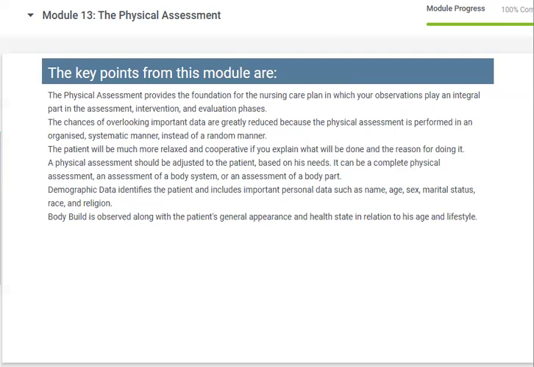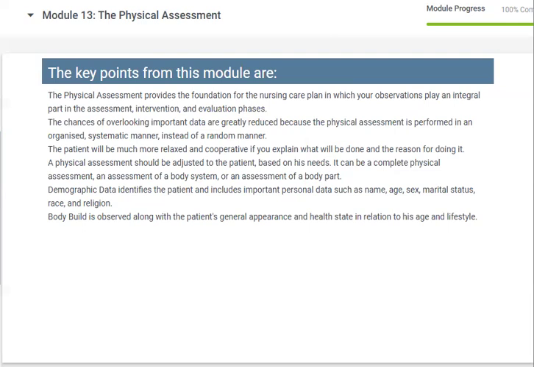The patient will be much more relaxed and cooperative if you explain what will be done and the reason for doing it. A physical assessment should be adjusted to the patient, based on his needs. It can be a complete physical assessment, an assessment of a body system, or an assessment of a body part.